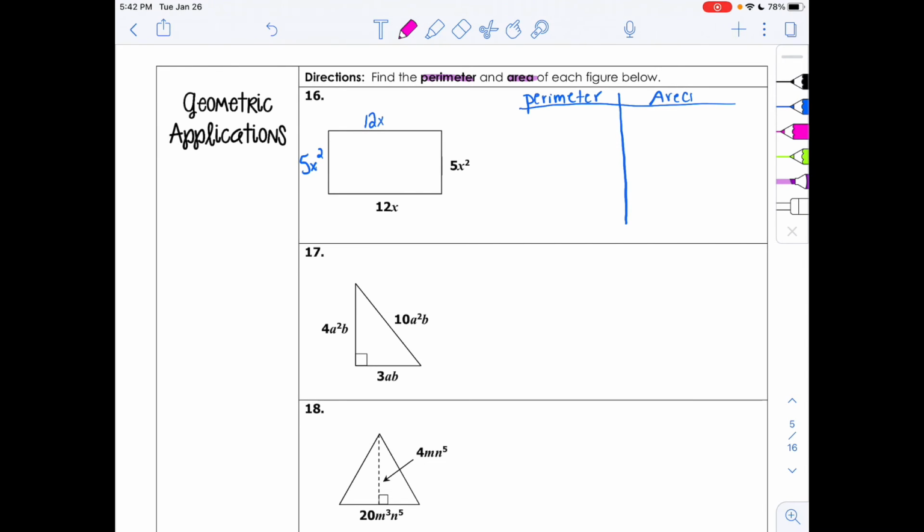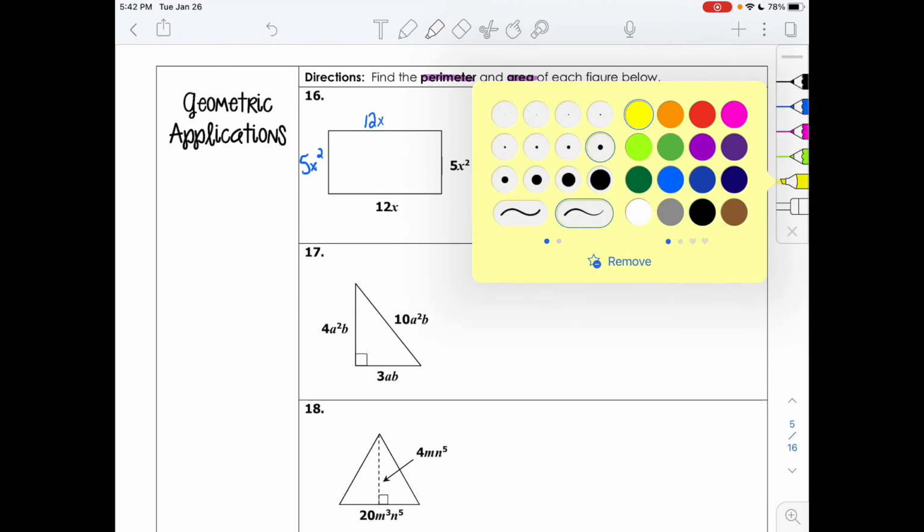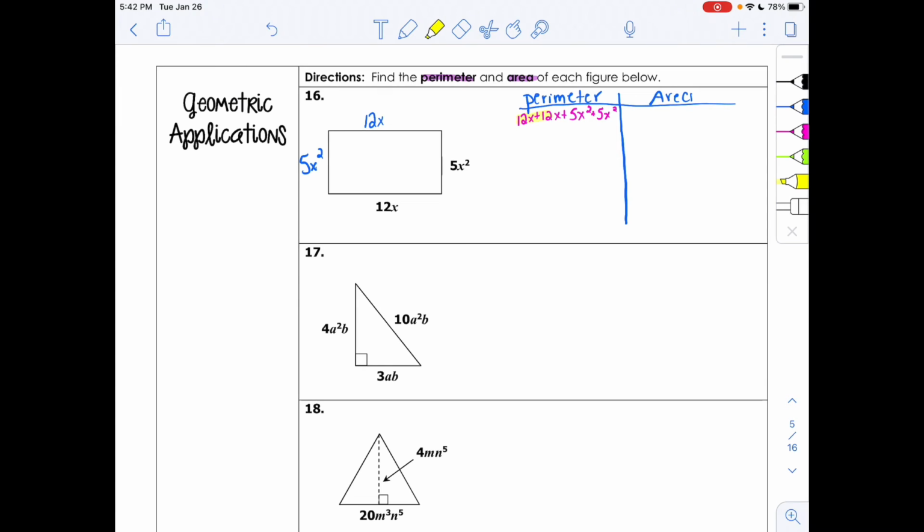So what that would look like is 12x plus 12x plus 5x squared plus 5x squared. And then we're going to simplify this. So to simplify it, I can combine 12x plus 12x. That would give me 24x. And I can also combine 5x squared plus 5x squared. Because remember, we have to combine like terms.